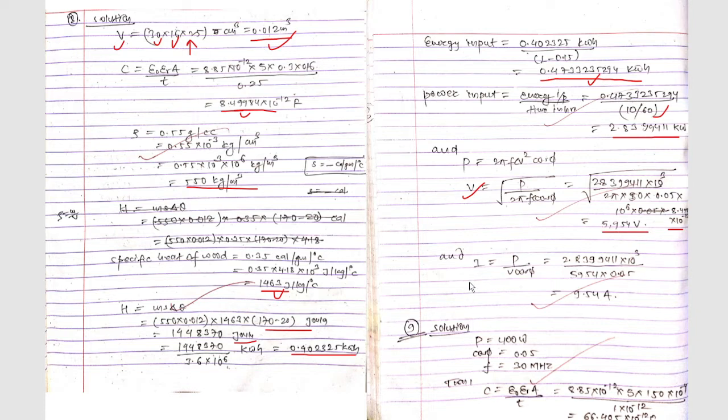Now, in order to calculate the current, we have I is equal to P upon V cos phi. So we just need to substitute all the values here, and we'll get 9.54 ampere.